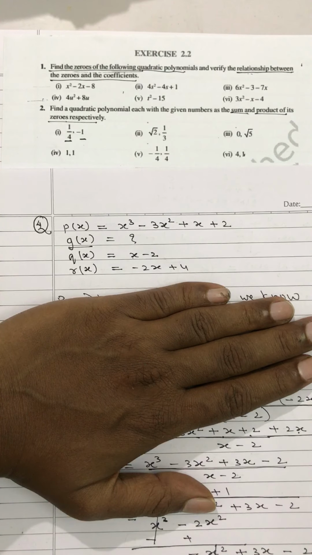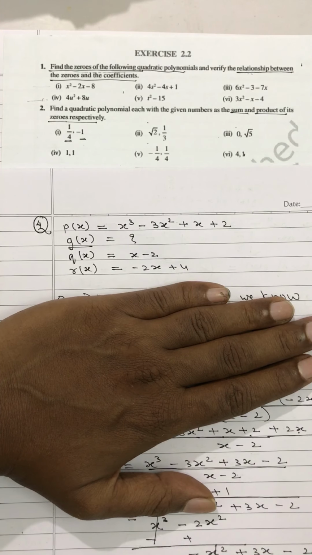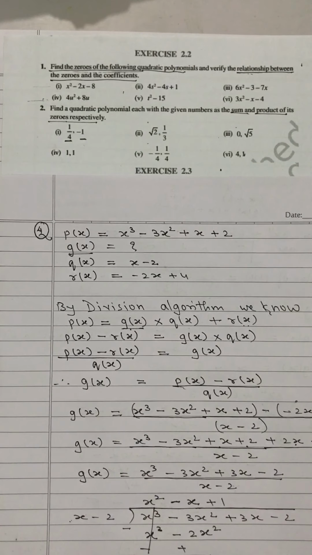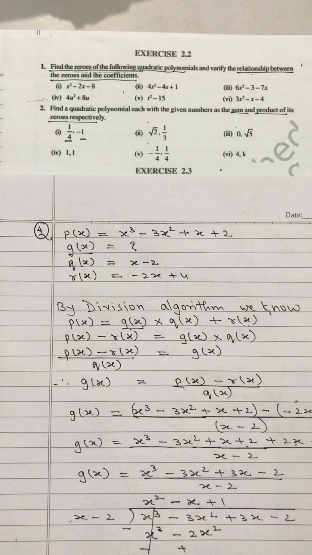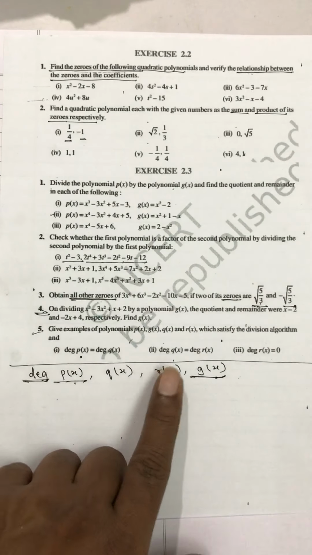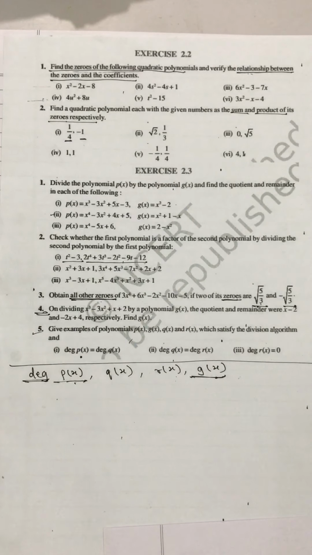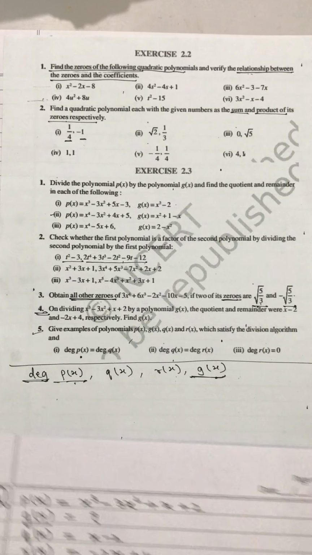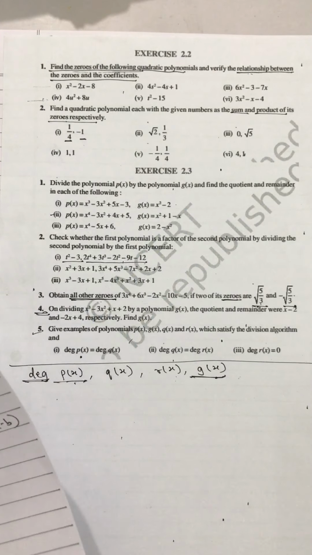Are you getting my point? How are you going to do that? First, understand the gravity of this question. Similarly, there are next questions. Q of x is equal to R of x, and R of x is equal to 0. Degree of R of x is equal to 0. See, try to understand the gravity of the question.